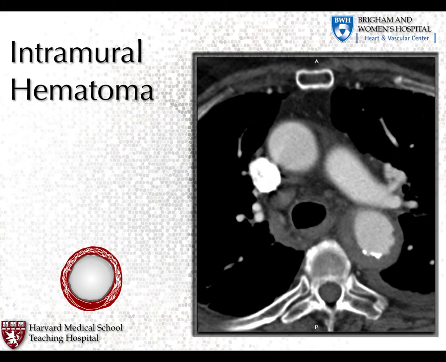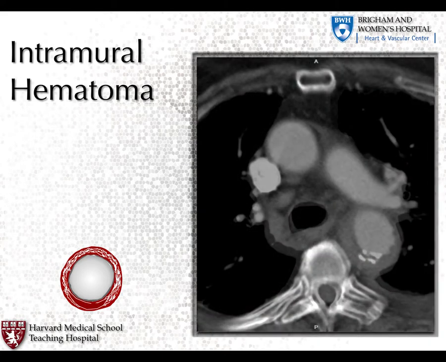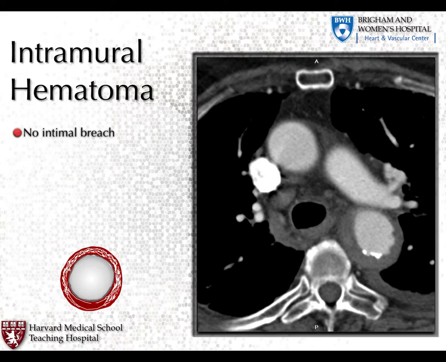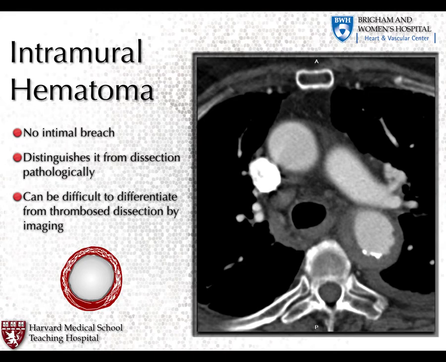Here's an example of one where we have both contrast and I-. So there's no intimal breach in an IMH, which distinguishes it from dissection pathologically. There is this entity of the thrombosed dissection, which I think most of the time would be these cases where we just image too early and we're not filling completely the false lumen versus just a dissection. That's been my experience most of the time. This thrombosed dissection thing is way, way, way less common than we were led to believe initially.